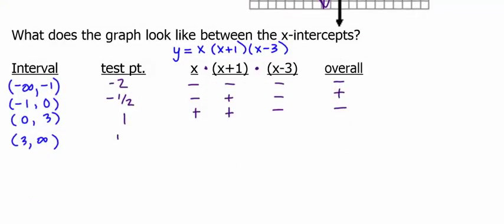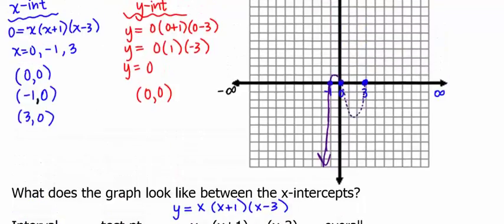So I'm going to test the number 4. When I put a 4 in, the first factor is positive 4, which is positive. The next factor, 4 plus 1, is positive 5. The last factor, 5 minus 3, is positive 2. That would give me an overall positive. So I'll come over here and finish off my graph.